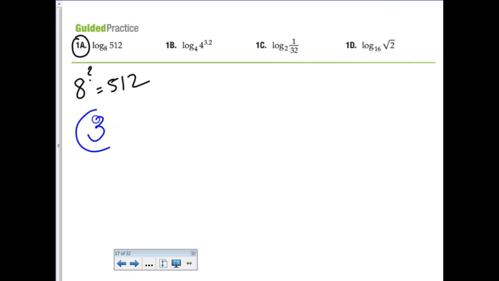Is it 3? I think it's 3, yeah. That one's boring. We'll skip it. Let's look at 1C. It says log base 2 of 1 over 32.